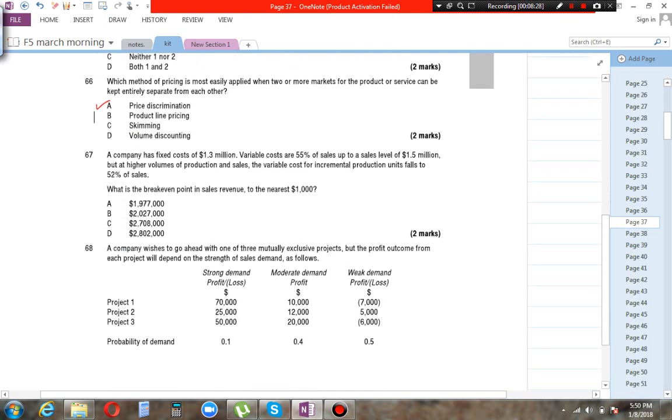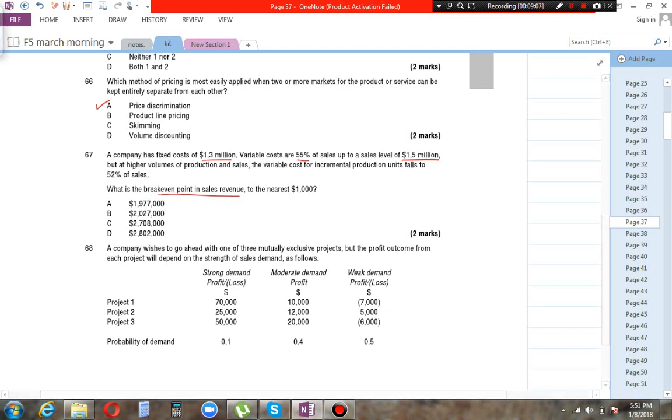Number 67. A company has a fixed cost of 1.3 million and a variable cost of 55% up to the sales level of 1.5 million. But at higher volumes of production and sales, the variable cost for incremental production units falls to 52%. What is the break-even point in sales revenue to the nearest 1000?